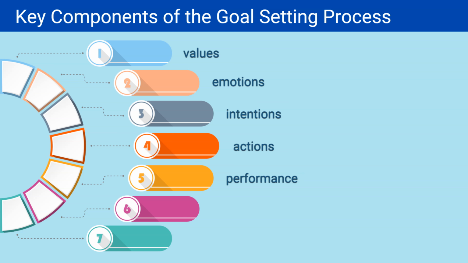Performance. As effort becomes focused and consistent, performance improves, especially when the goal is challenging but attainable. Outcomes. Achieving the goal or failing to brings emotional and professional consequences and creates learning. Feedback loop. Feedback during the process helps people adjust, refine their approach, or renew commitment. It keeps the goal alive and evolving.